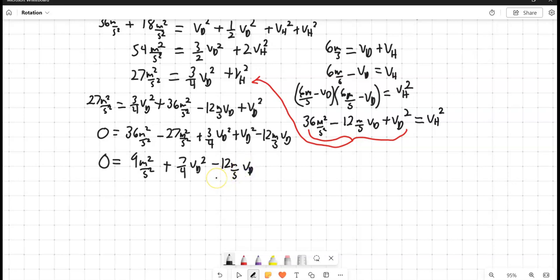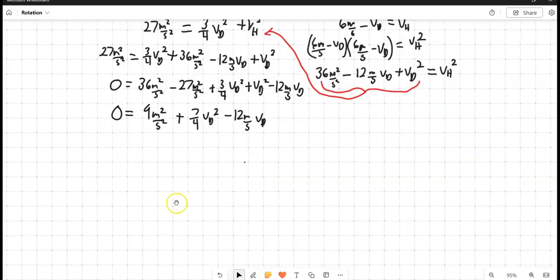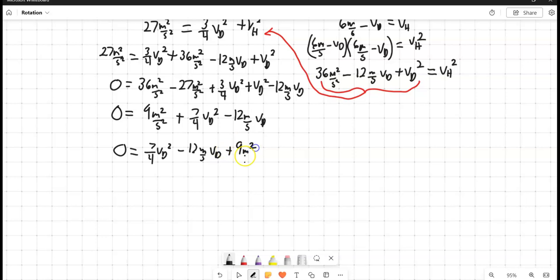All right. Let's see what we have now. I'm going to put this into a presentable form. This is going to be 0. I'm going to bring this to the front: 7 divided by 4 VD squared minus 12 meters per second VD plus 9 meters squared per second squared.